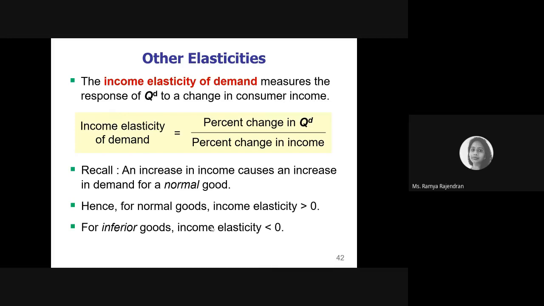What happens to the percentage change in quantity if there is a percentage change in income? We're not talking about the percentage change in price. So if we have income here instead of price, you call that the income elasticity of demand. If you have price here, we call it the price elasticity of demand.